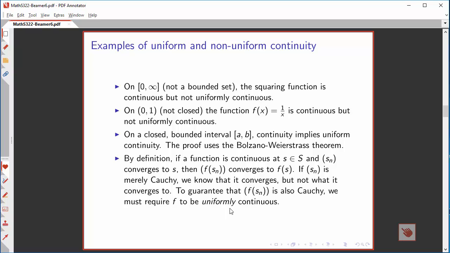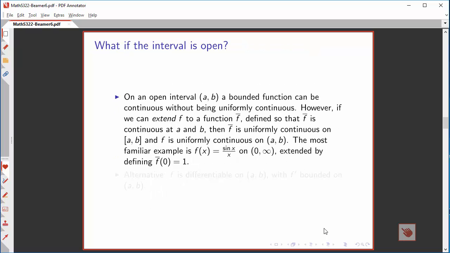To summarize, a continuous function maps convergent sequences into convergent sequences. A uniformly continuous function maps Cauchy sequences into Cauchy sequences. I kind of like that.